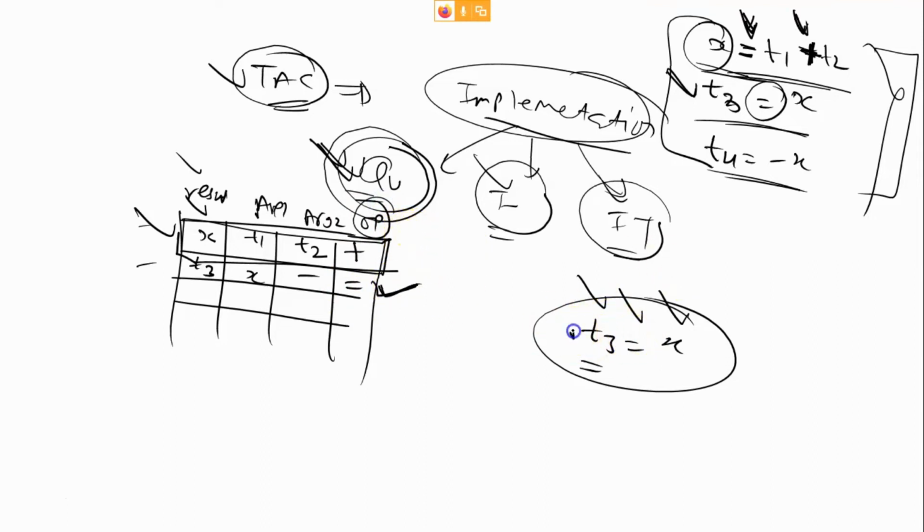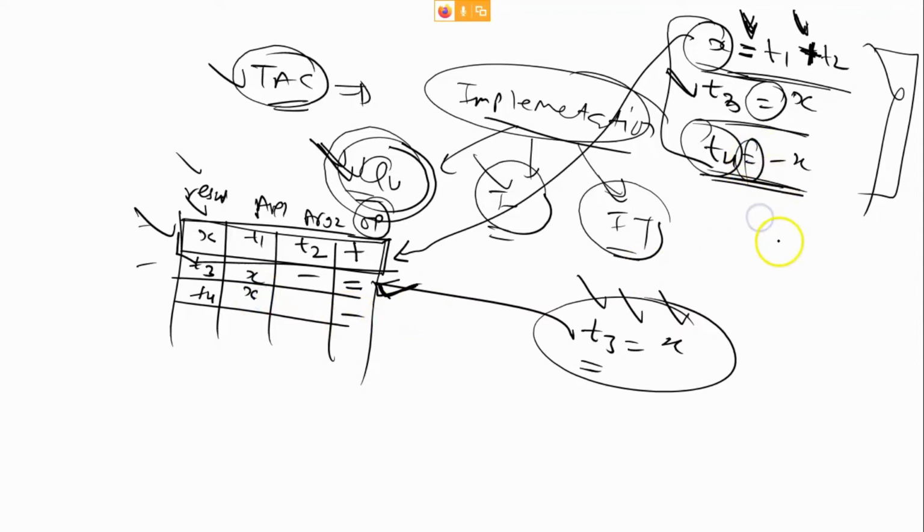When you store this instruction, you put the assignment, but when you store the other instruction, you do not put the assignment. Similarly, for t4 equal to minus x, the result is t4, argument 1 is x, and the operator is minus. Again we do not put the assignment, and there is no argument 2. You can see this quadruple in the Ullman book.